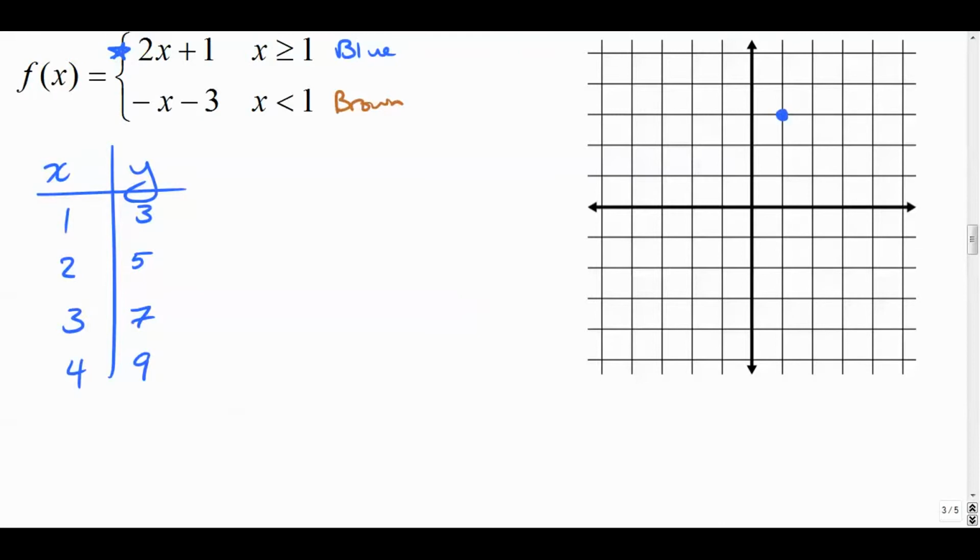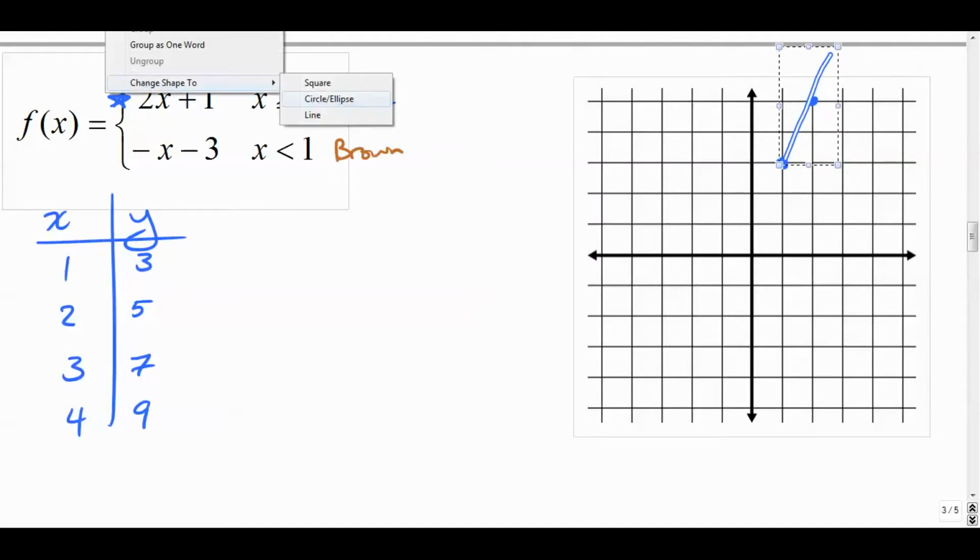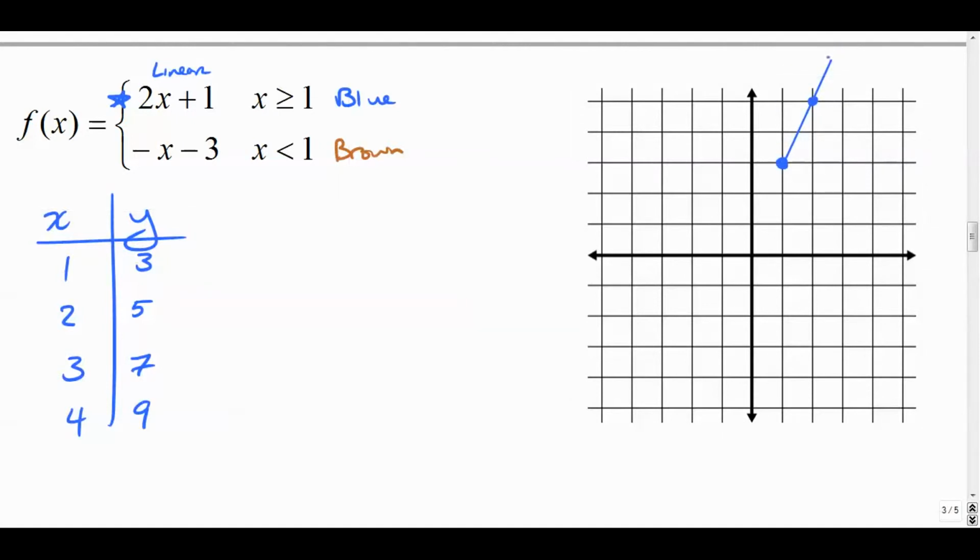2, 5 is also a point. 1, 2, 3, 4, and 5. I ran out of space, but I know that this is linear, so it's going to be just a straight line going that way. It's not a great line, so I'll try to turn it into a line here. That's a little better. There we go. And I'll put a little arrow on the end because it goes on forever. Alright, the brown one now is defined to the left of +1.